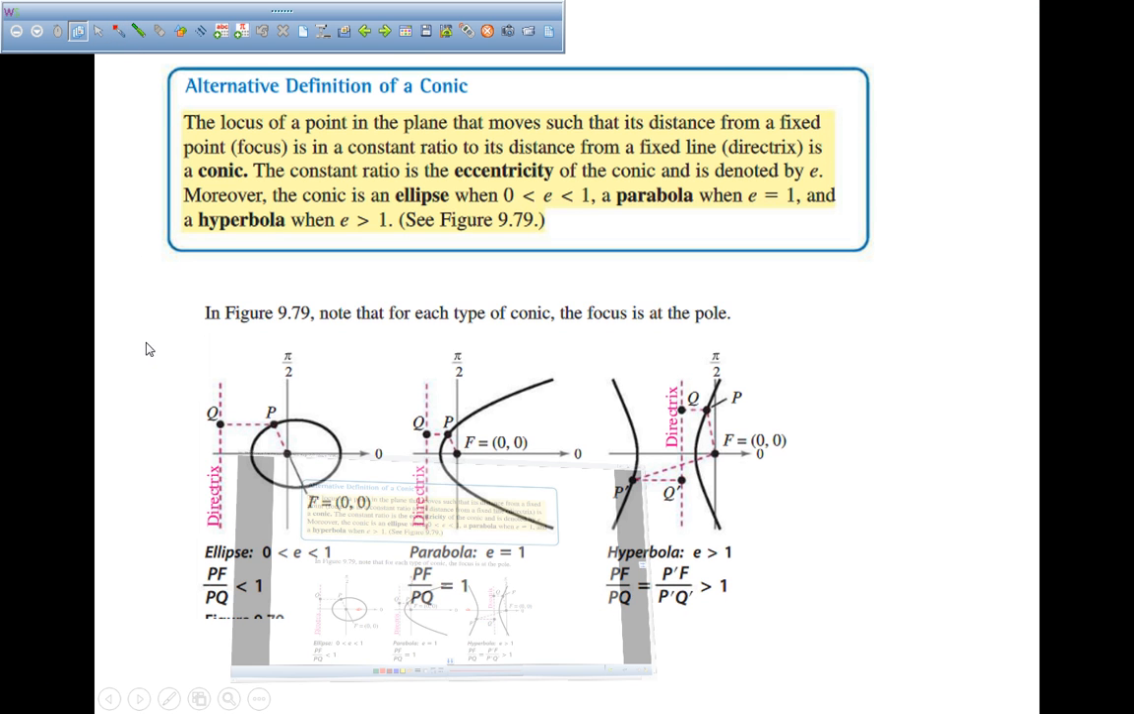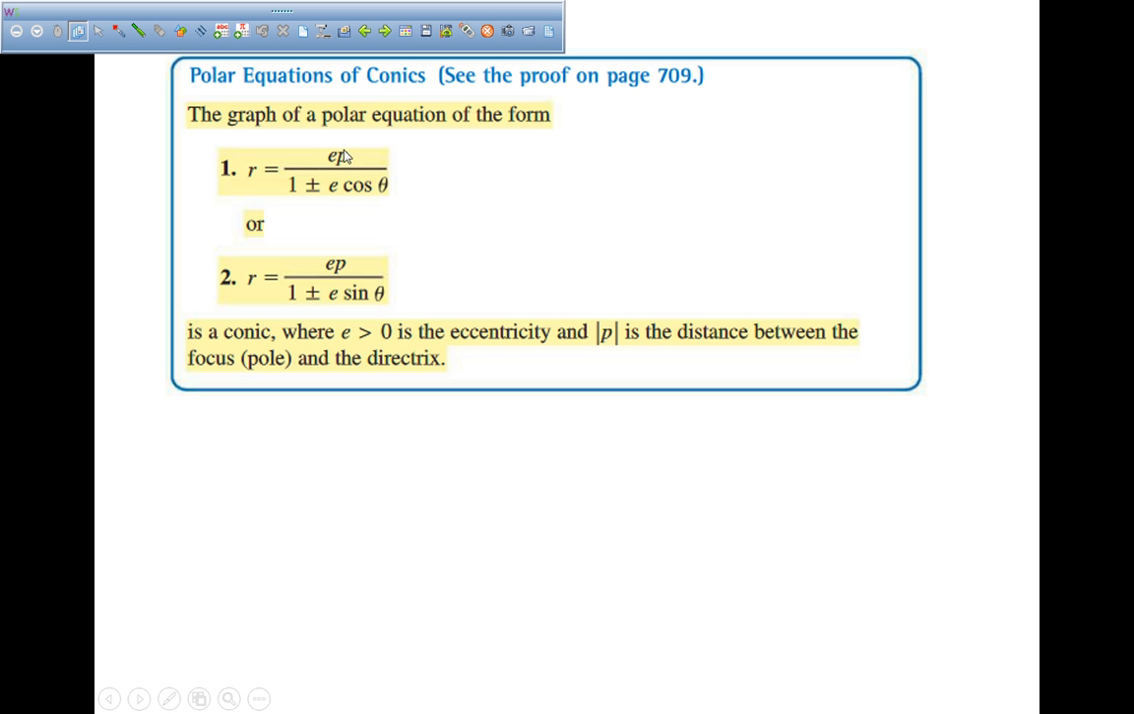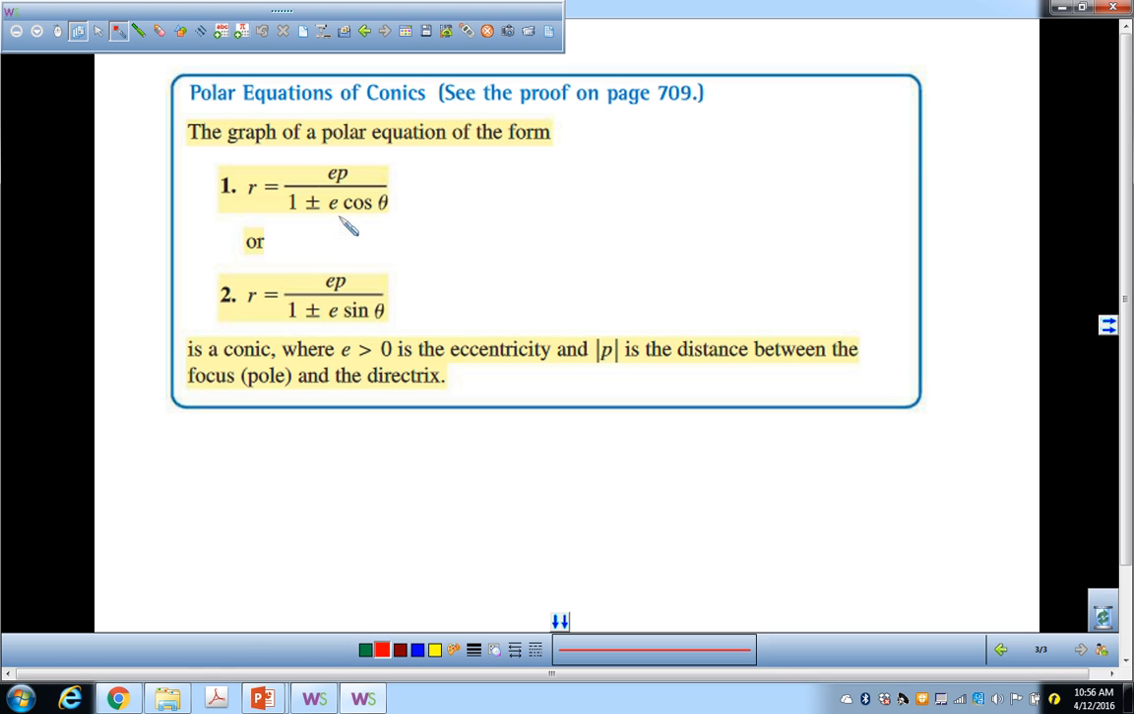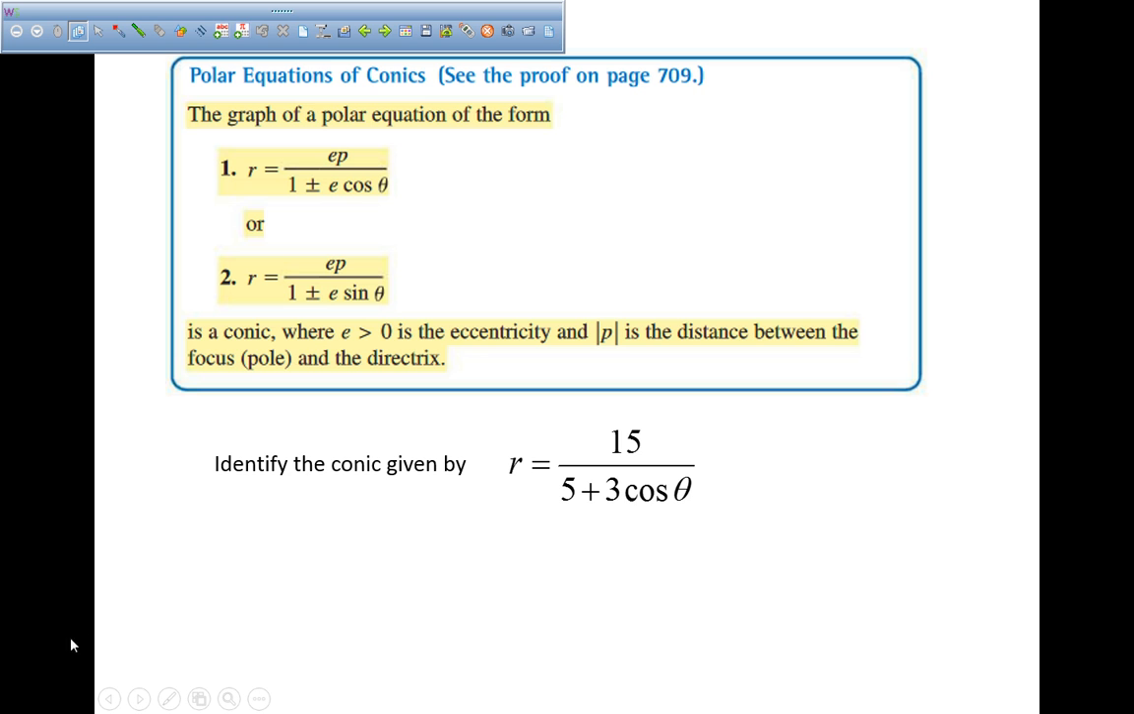What's nice about that definition is that you can define every hyperbola, parabola, or ellipse with these two equations, where e is called the eccentricity, and p is the distance between the focus and the directrix. I have to do some examples to show what they're talking about. Let me go through this example, and then I have four more things that will help clarify this idea. So, identify the conic. All you're saying is, is this a parabola, a hyperbola, or an ellipse? That's all they want to know for this one.